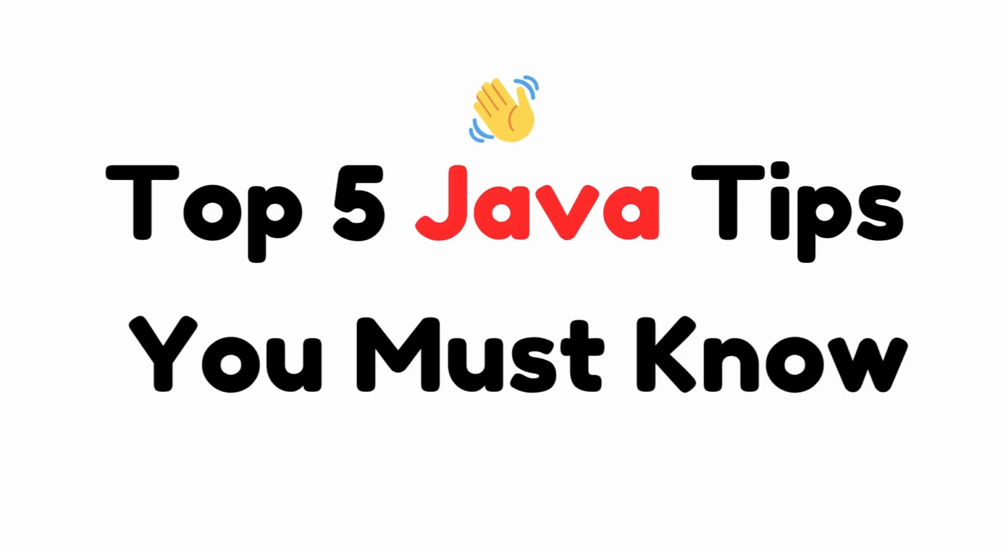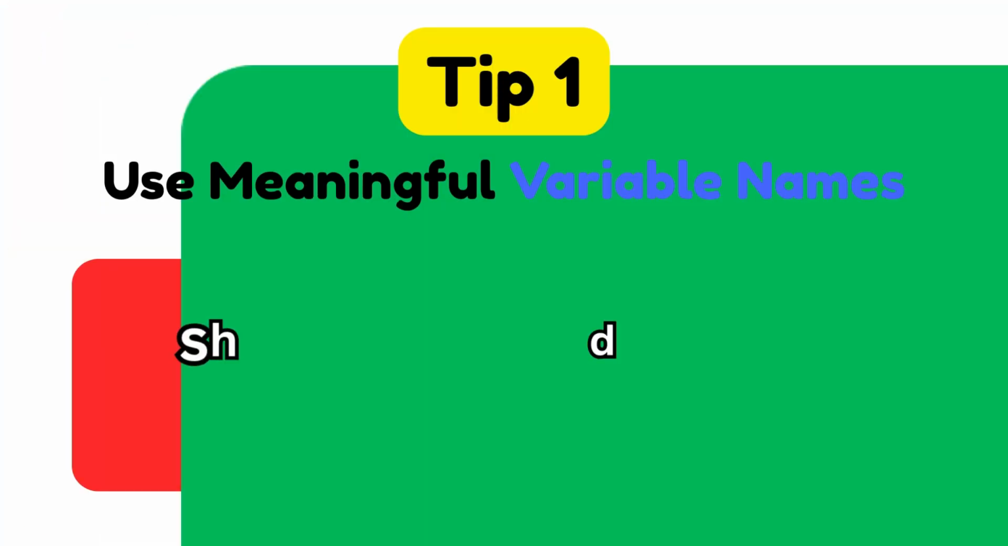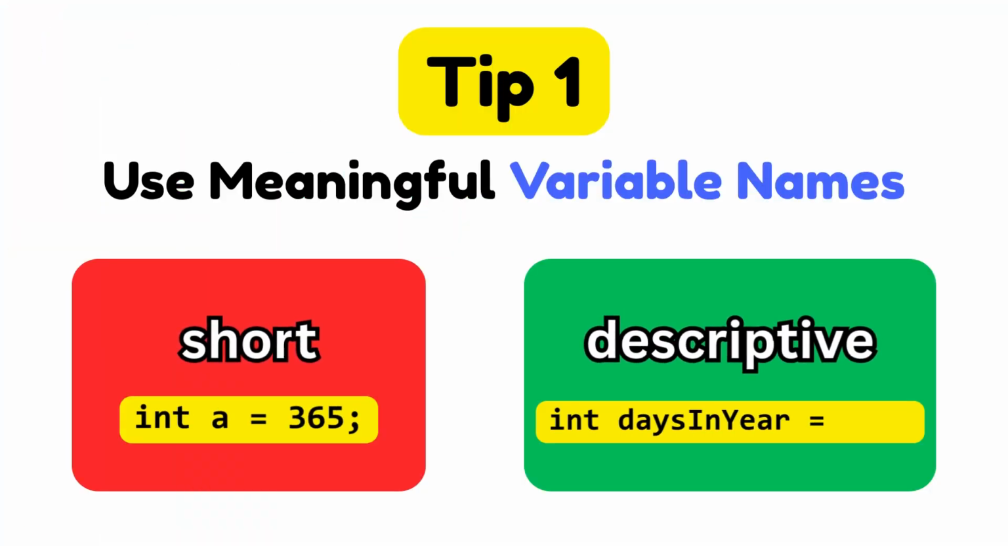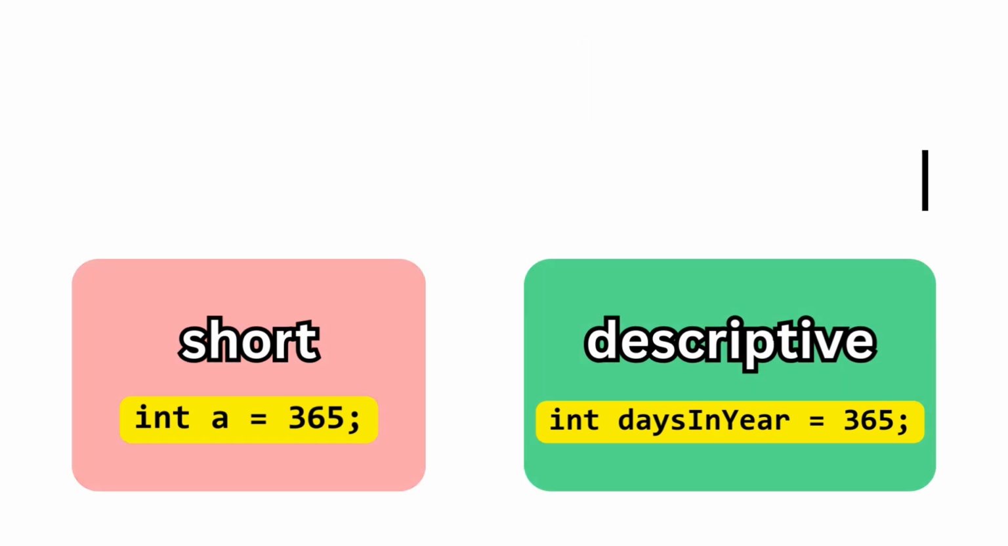Today, we're diving into top 5 Java tips you must know, tips that will help you write better, more efficient Java code. Tip 1. Use meaningful variable names. It might feel convenient to use short variable names like A or X, but descriptive names make your code easier to read and maintain. Check this out. By choosing a meaningful name, anyone reading your code understands the purpose, saving time in debugging and collaboration.